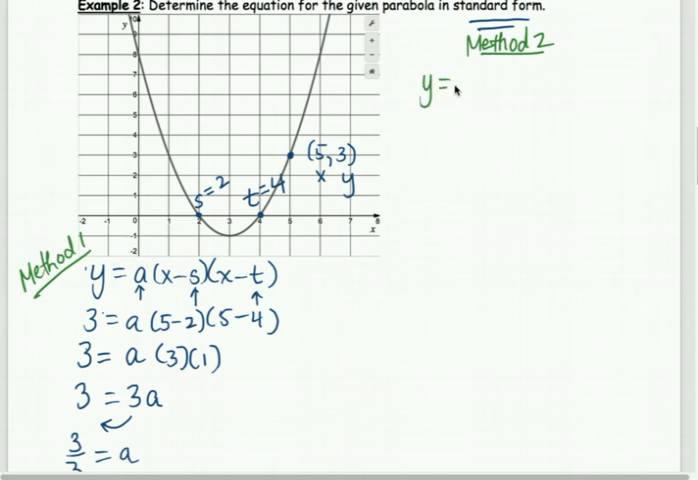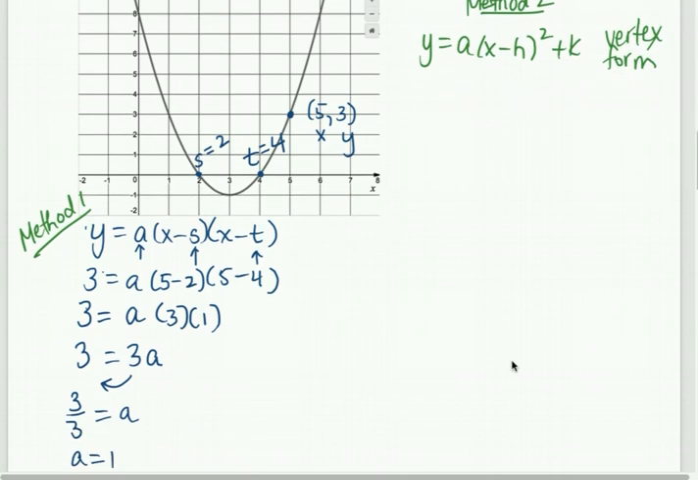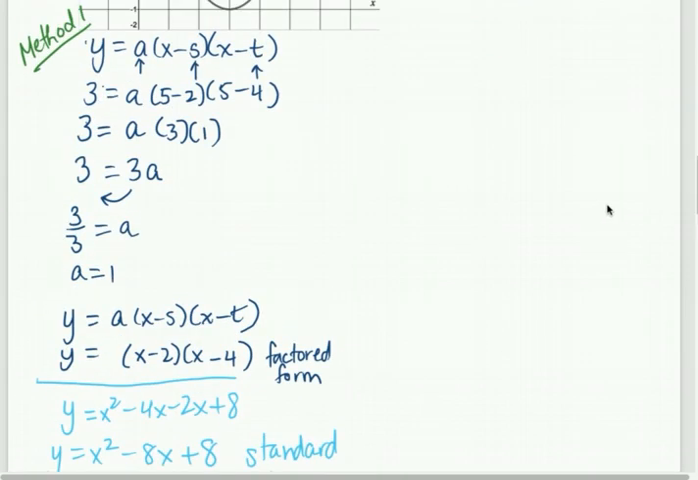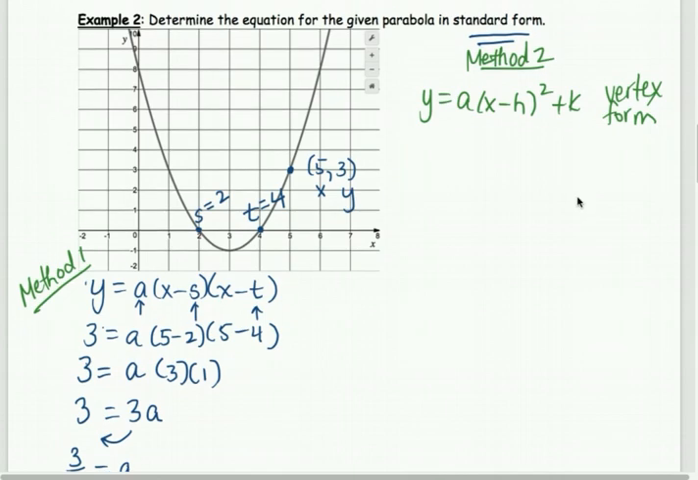All right, so we know this equation is the vertex form equation. Okay, so we know 3 different forms now. We know the standard form, we know the factored form, we know the vertex form. It's one of the first forms that we learned.